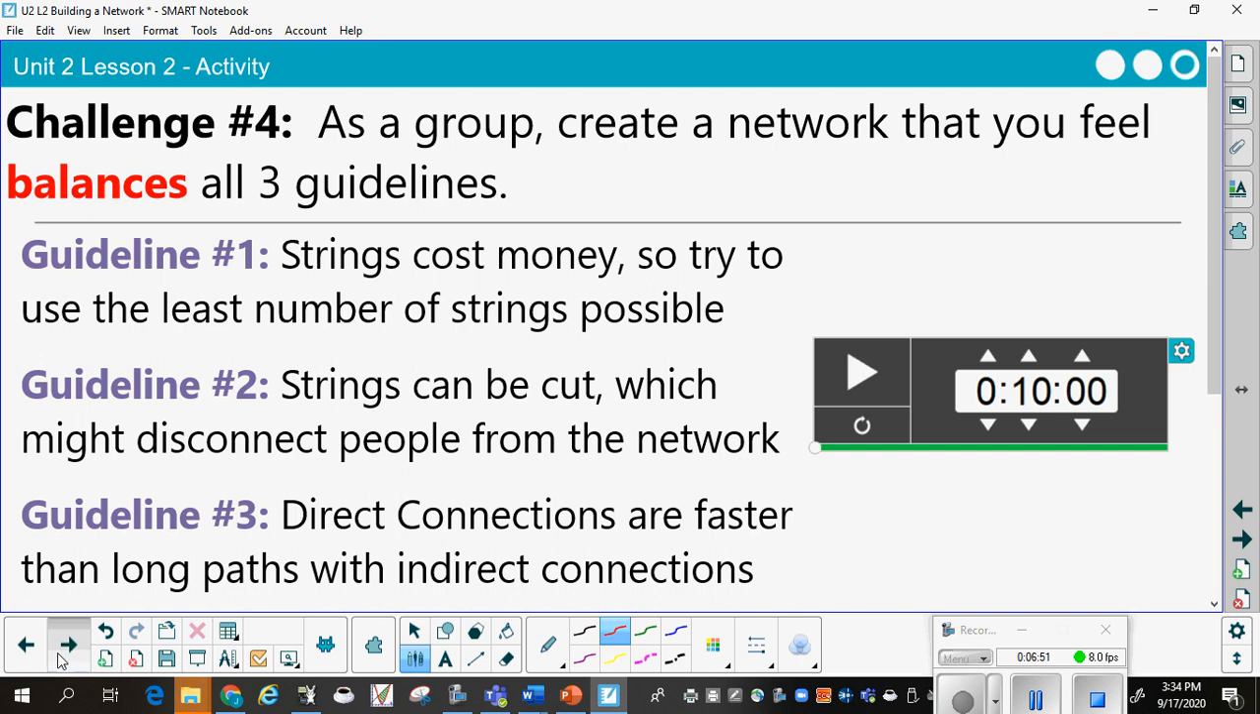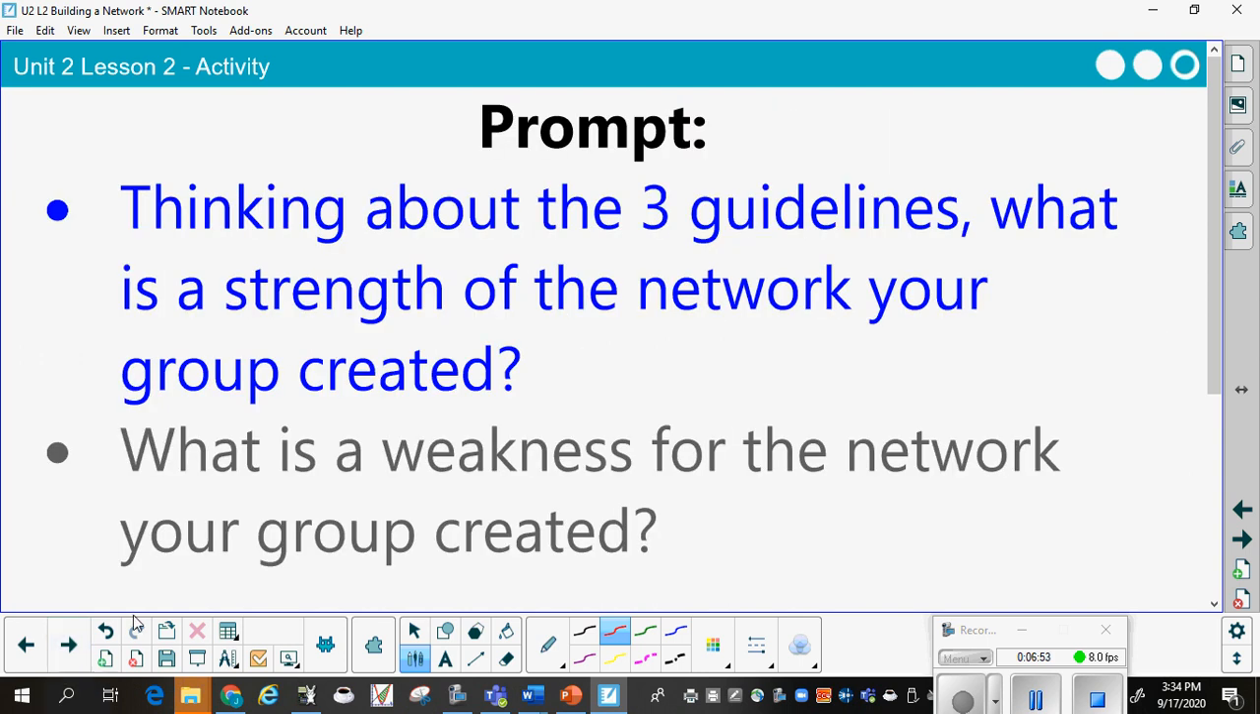Now that you're back, think about the 3 guidelines and what is a strength of your network. What did you put your most emphasis on? So what is the strength of your network? And then likewise, what is the weakness of your network? The fact that you had 3 guidelines and they somewhat conflicted with each other, contradicted each other, anyone's network is going to have pluses and minuses.